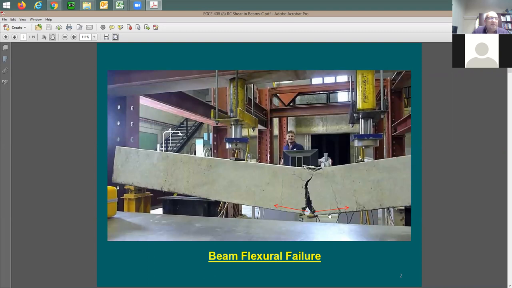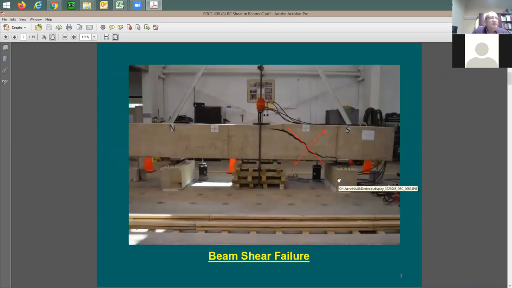Flexure cracks are going to be right in the middle, most likely vertical. And shear cracks are going to be towards the ends of both sides of the beam, adjacent to the support, on an angle. This is what we call diagonal tension. To resist it, the best way is to add ties.